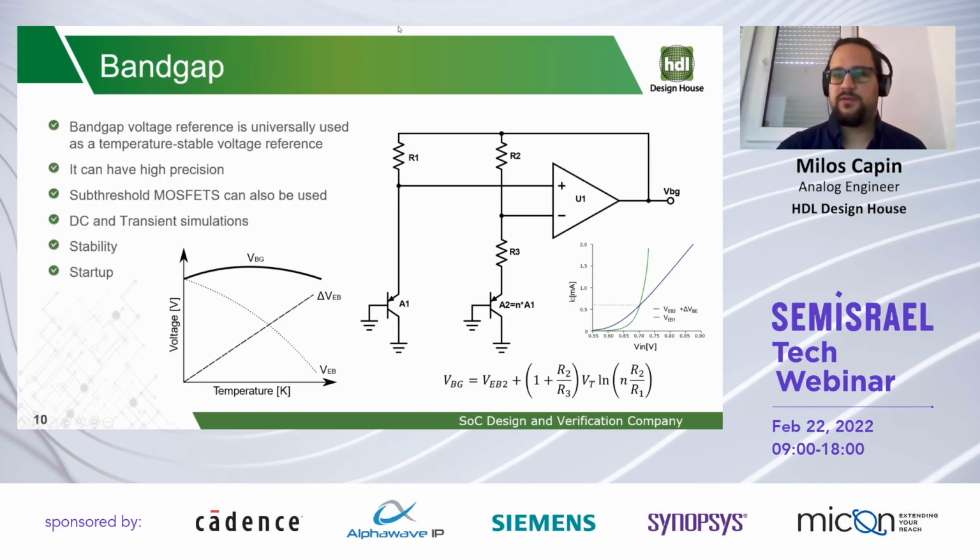Here is an example of a completely different circuit. This is a bandgap voltage reference, which is universally used as a temperature-stable voltage reference. The design of this circuit is nothing like the design of a PLL.